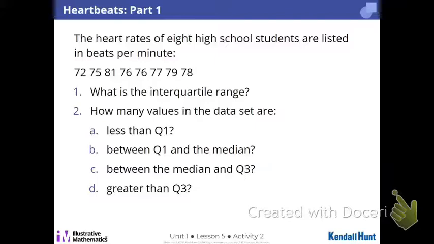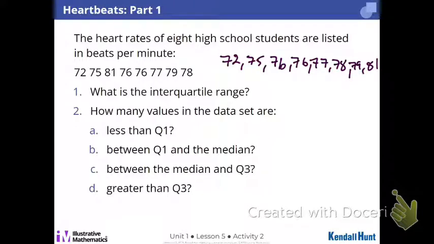Can a reporter tell me what's the first thing you did with your data? We arranged it in numerical order. Numerical order. So 72, 75, 76, 76, 77, 78, 79, 81. Okay, numerical order, because then the middle makes sense.